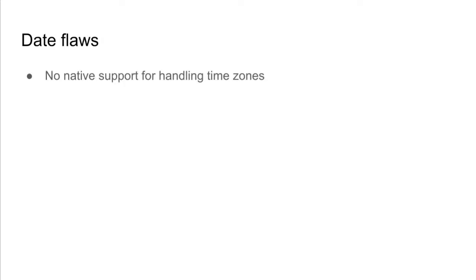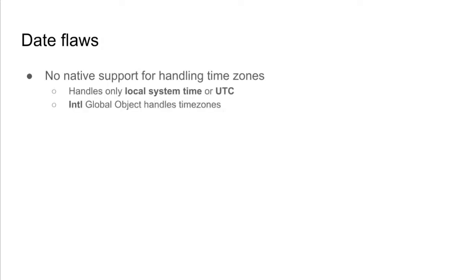There is no native support for handling time zones. The only time zones it will work with are either the local system time or the universal UTC time. To handle time zones, you will probably need to resort to the Intl global object, but that adds another layer of complexity. So you might be better off going through a util that wraps them up, since Date itself does not convert between time zones.